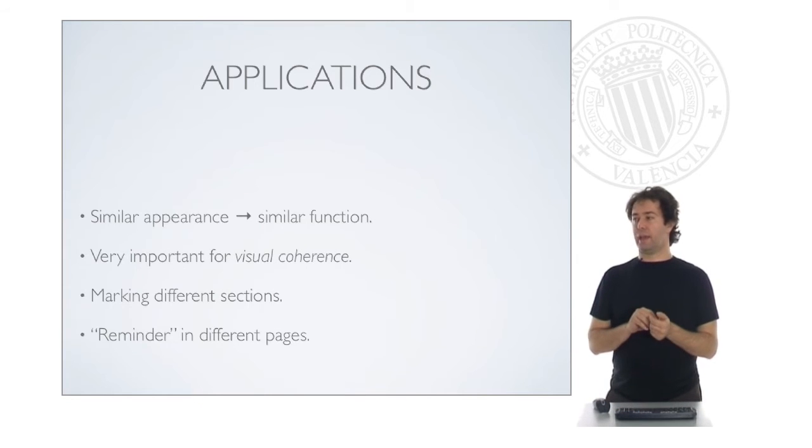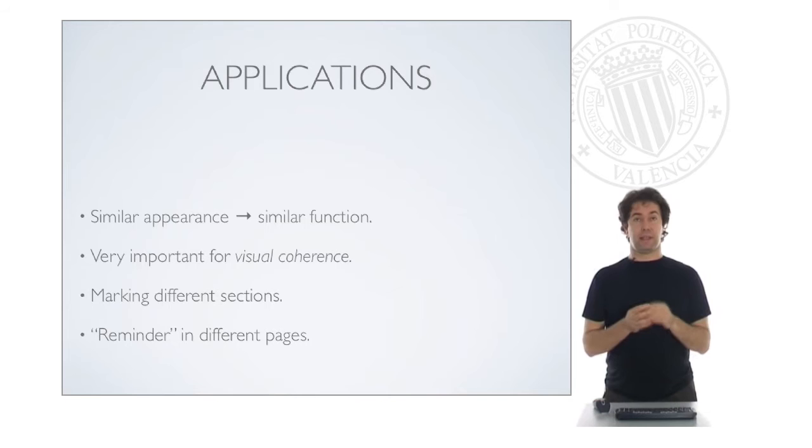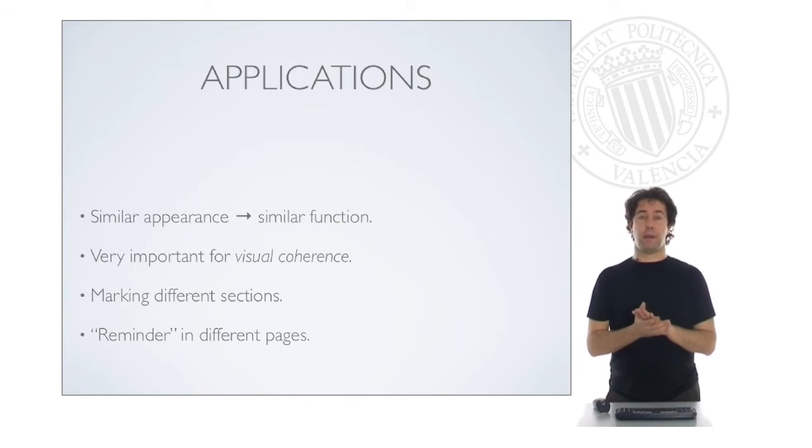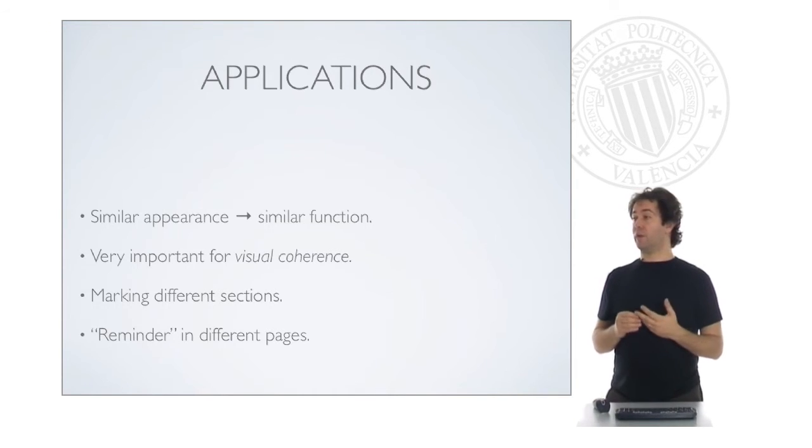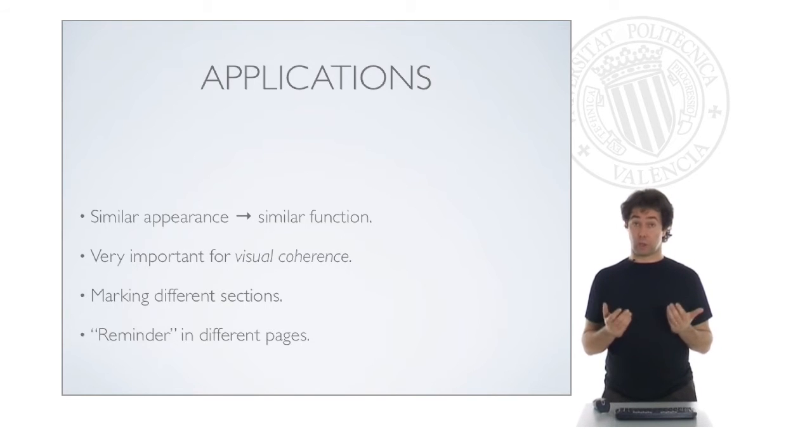This is important because in web design, specifically, when we display similar elements in different pages within a website, the user will understand that these similar elements have a similar function. We can use this to our own profit in order to help the readers understand what we mean in a better way. Or if we don't take care of this effect, we can produce websites which are very confusing. So the similarity effect is very important for visual coherence.